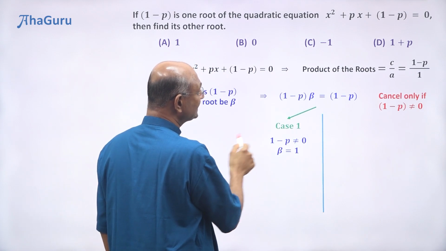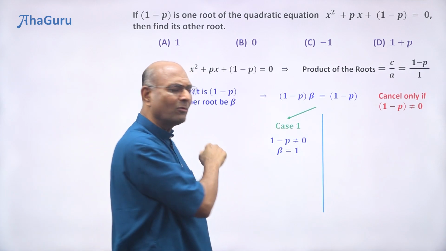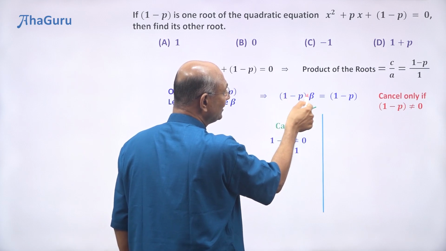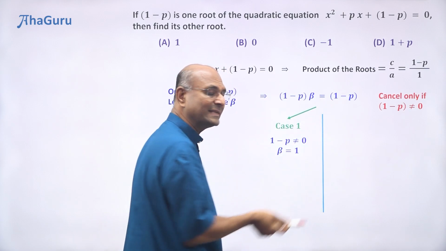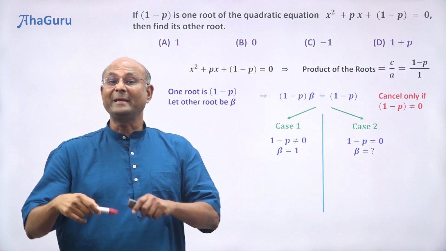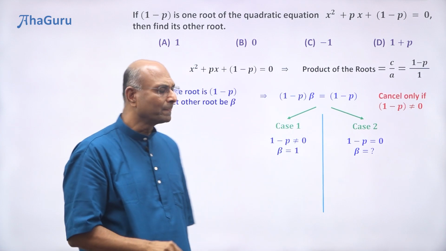And the second case is 1 minus p is equal to 0. But if 1 minus p is 0, what is beta? Oh, you can't find out, right? Because if this is 0, you get 0 into beta, which will be 0. And that side will also be 0. So case 2, 1 minus p is 0: beta can take any value. So you actually don't know beta.